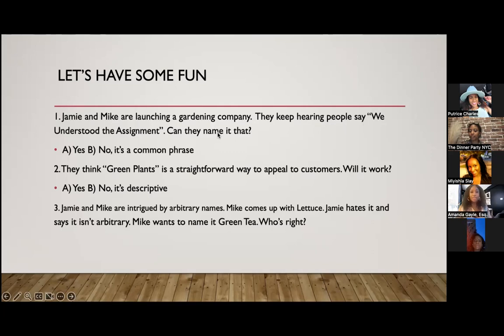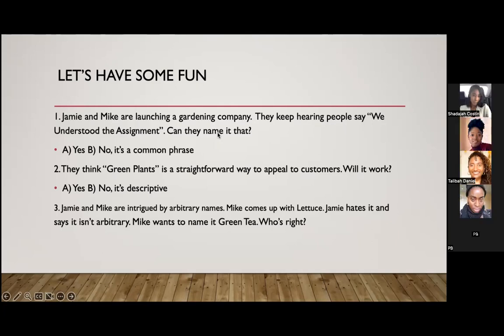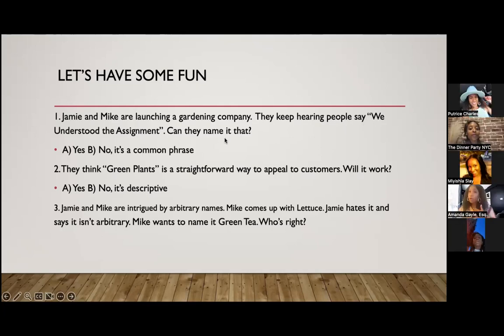Okay, Kavan says A. What does everyone else say? I say no. B. Have a lot of B's. We have some common similar to the LeBron Taco Tuesday. But Taco Tuesday is a little bit more broad. We understood the assignment. You know who said that. But that don't got nothing to do with gardening though.